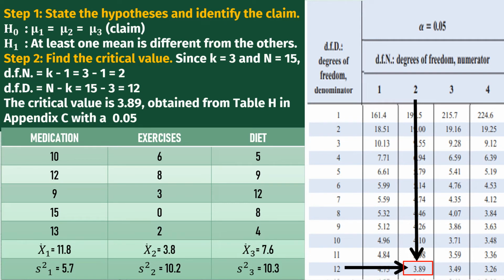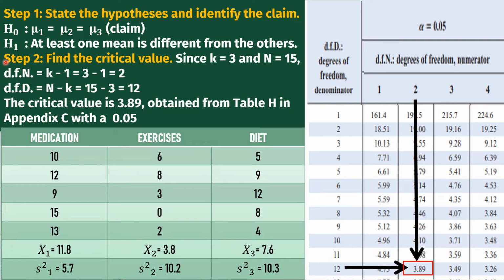To start with, let us follow the 5 steps. So for step 1, state the hypotheses and identify the claim. Our null hypothesis states that the means are equal. So mean sub 1 is equal to mean sub 2 is equal to mean sub 3. And that is our claim. And for the alternative hypothesis, at least one mean is different from the others.